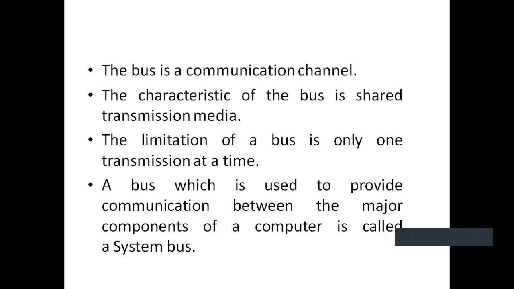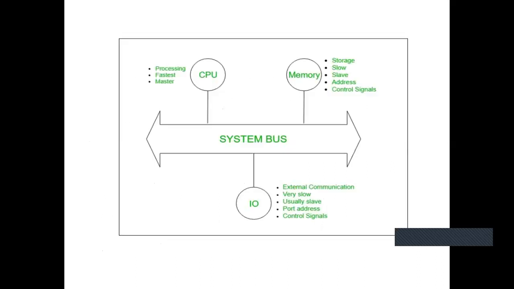And another characteristic of a bus: a bus which is used to provide communication between the major components of a computer system is called the system bus, and the major components of a computer system are our CPU, memory, and input output devices. So this is the basic block diagram of the system bus, and this arrow represents the system bus, and this system bus connects the main components of any computer system. So these are the main components: CPU, memory, and the input output devices. So all these components are connected together with the help of the system bus.